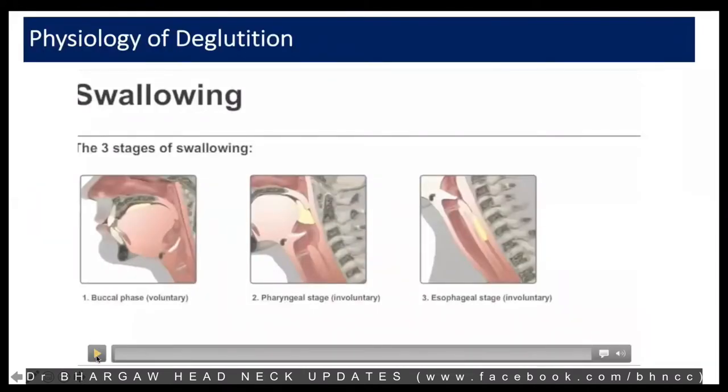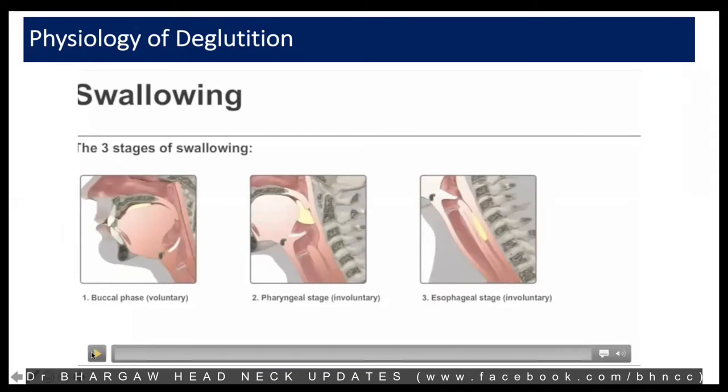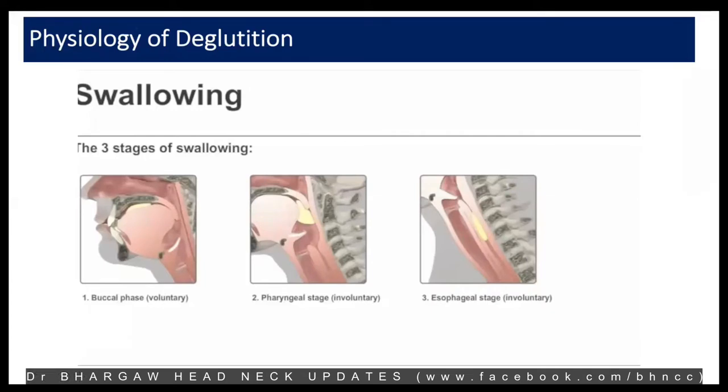Okay. Physiology of deglutition. You know that, as I told you, swallowing involves almost 25 pairs of muscles and 5 to 6 major cranial nerves, and you need all these to work in coordination with the main brainstem swallowing center to have a normal, safe swallow.